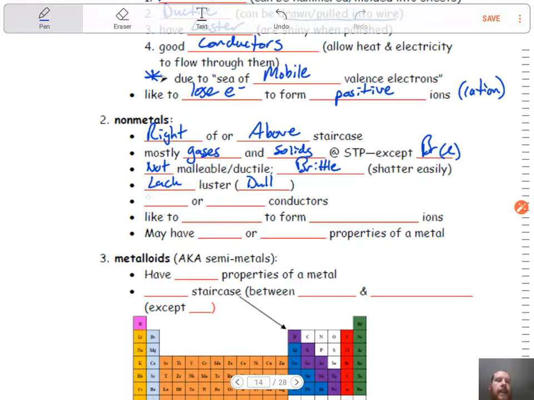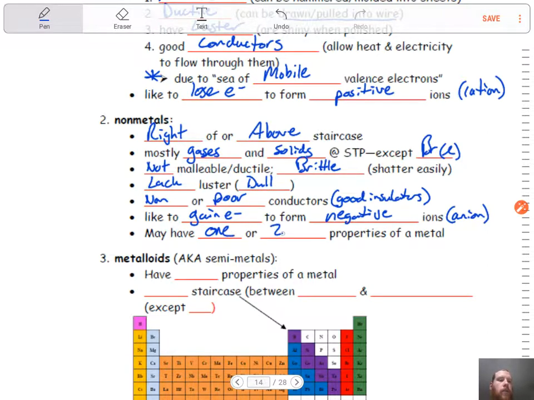They are non or very poor conductors. These are going to be your insulators. All right, they're good insulators, like silicon, for example. They like to gain their electrons to form negative ions. Remember, you should know what that term is. That's an anion.